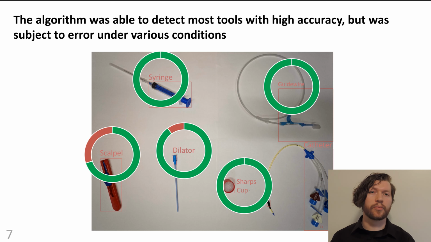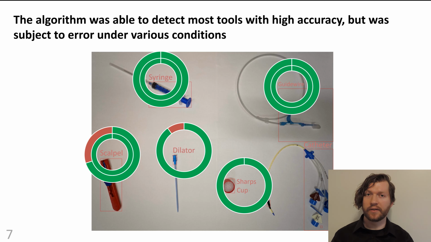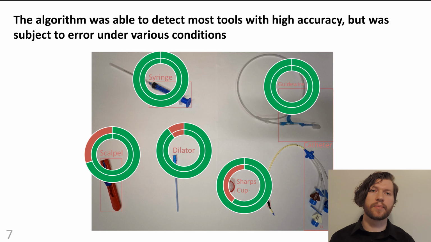When all of the tools were placed together, the syringe, guide wire, and scalpel were each detected 100% of the time, the dilator 90% of the time, and the sharps cup 60% of the time. This is likely caused by the fact that the sharps cup has a lot of white on it, and when placed with other tools, it is often detected as part of an adjacent tool.